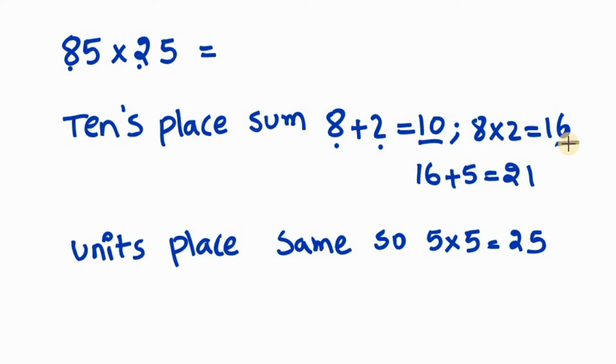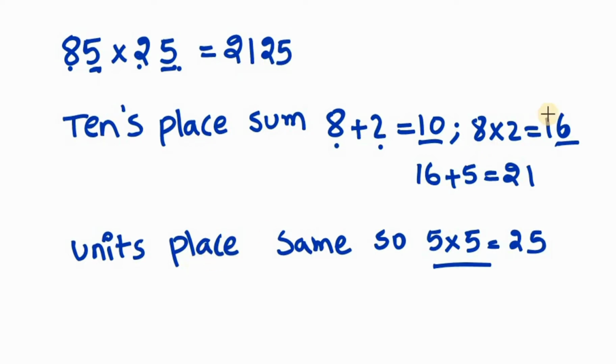So 16 plus, this number we need to add. 16 plus 5 is 21. So let us write 21 here. So now check the units place. So what is the units place? So the units place is the same. So multiply the units place, 5 into 5 we will get 25.